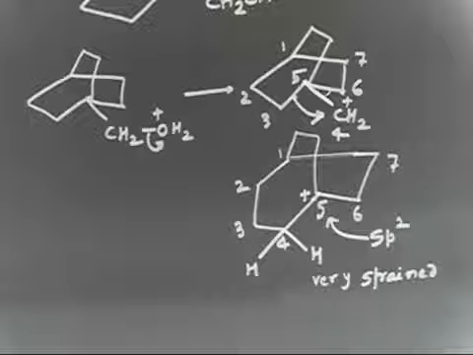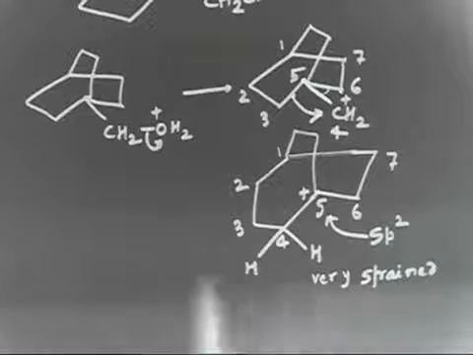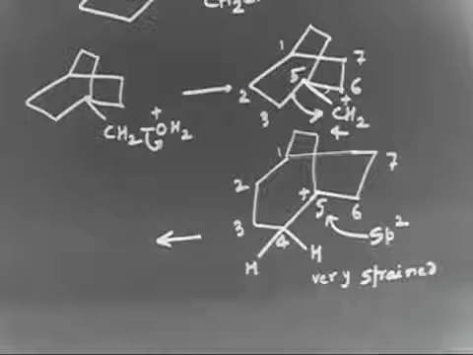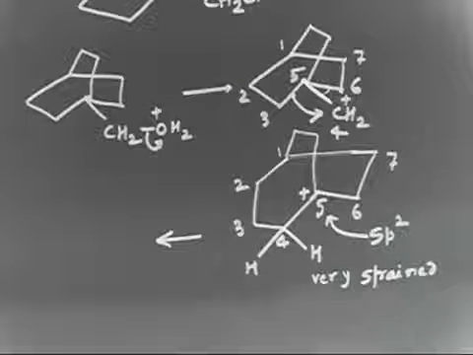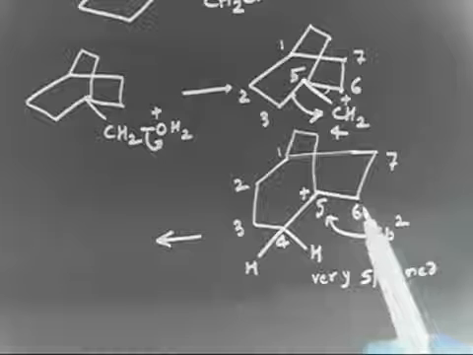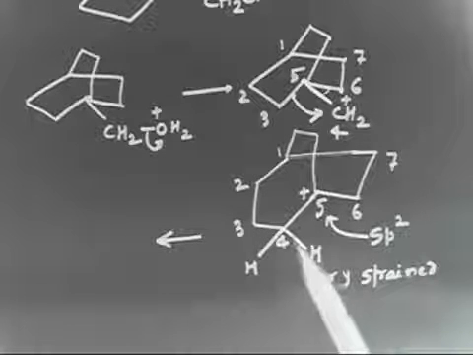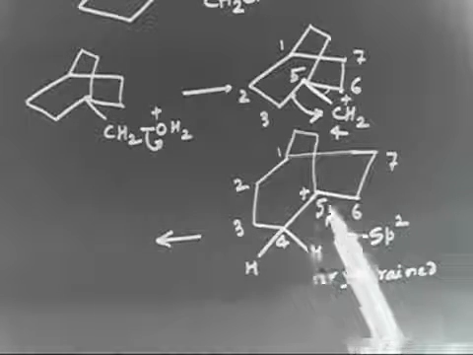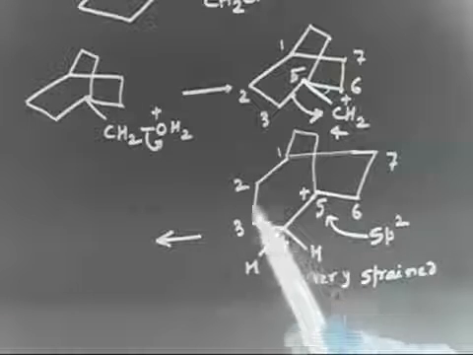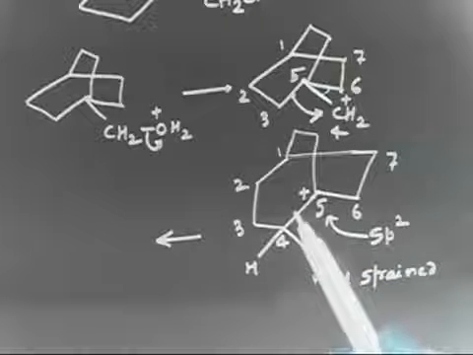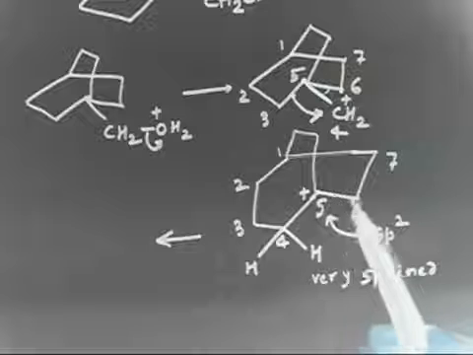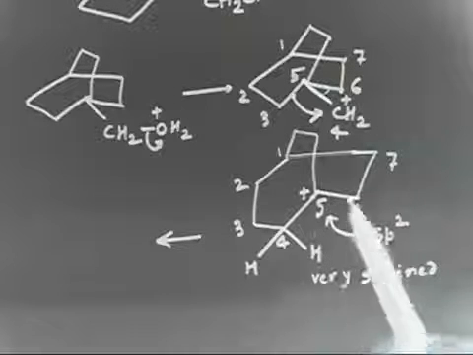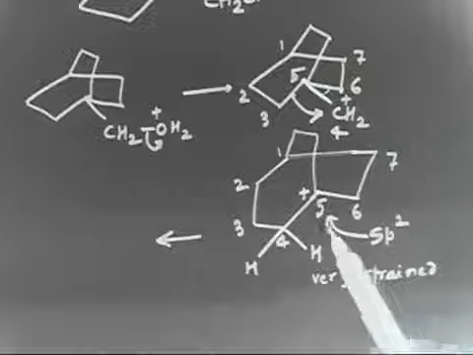Are you getting? Now what we can do is, in the next step, if I do a hydride shift, I have two options. I can shift a hydride from here, or I can shift a hydride from here. So if I shift a hydride from this side, I will have a double bond in the 7-membered ring, that is slightly less strained. If I shift hydride from this side, I will have a double bond in the 4-membered ring, that is not a good situation.